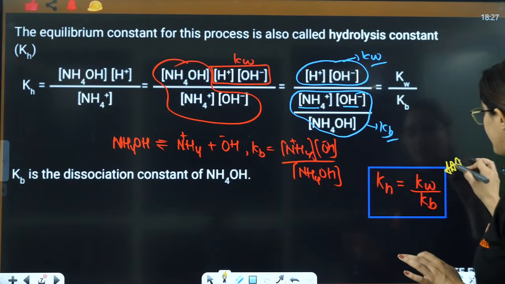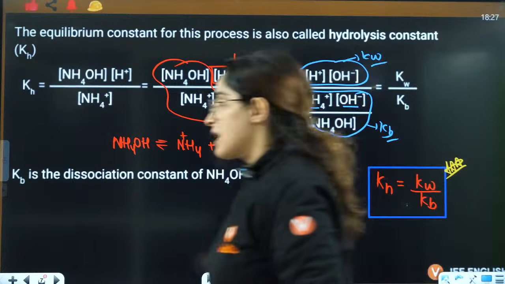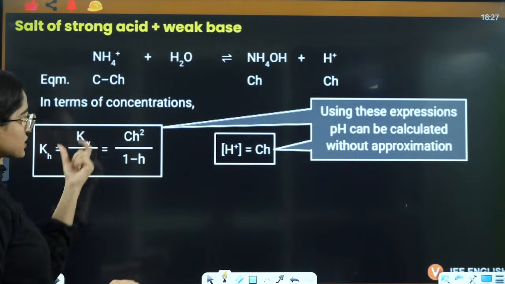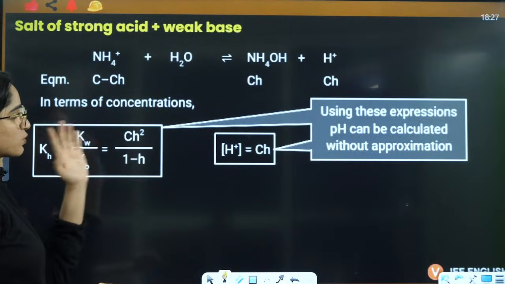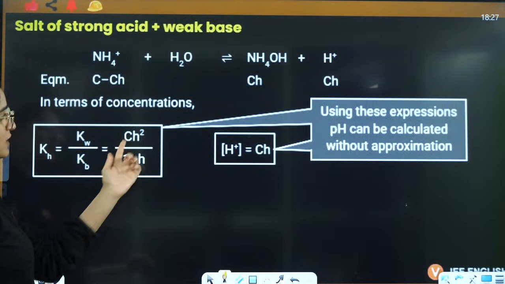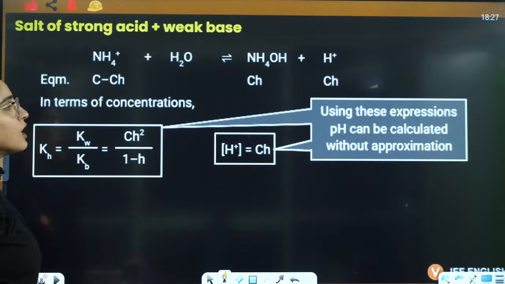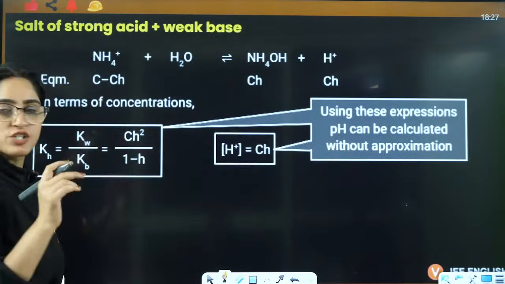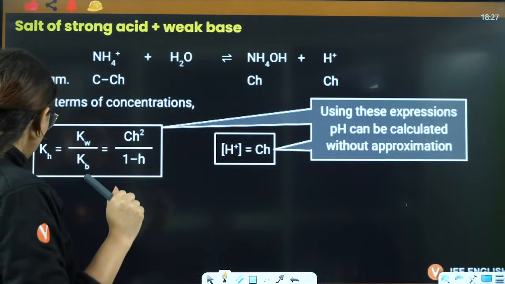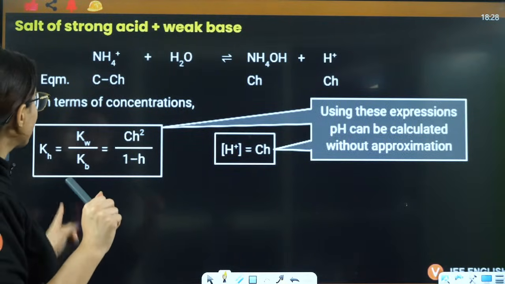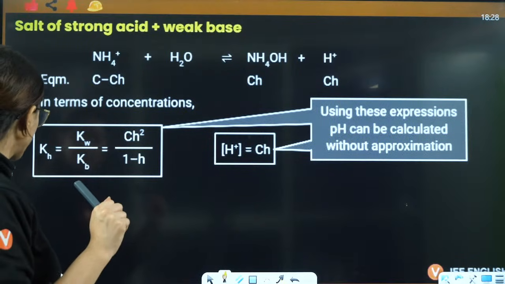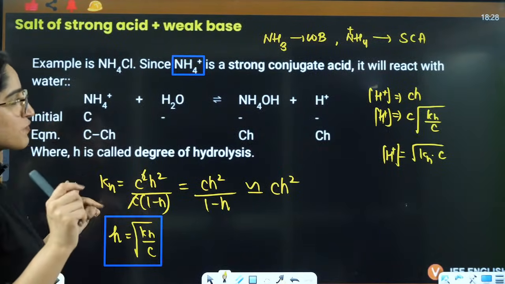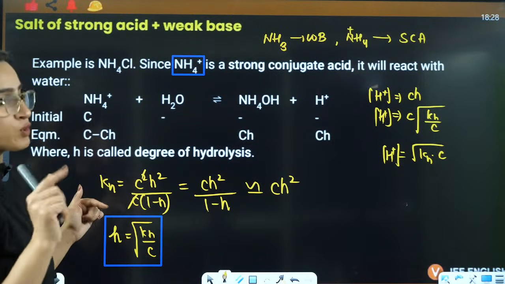This is important. Now we also know that Kh is equal to Ch square, this we have already done. Now we know that H positive concentration is equal to C into h. And the value of h you have already put here. So that is the reason the value of H positive is going to be under root of Kh into C.